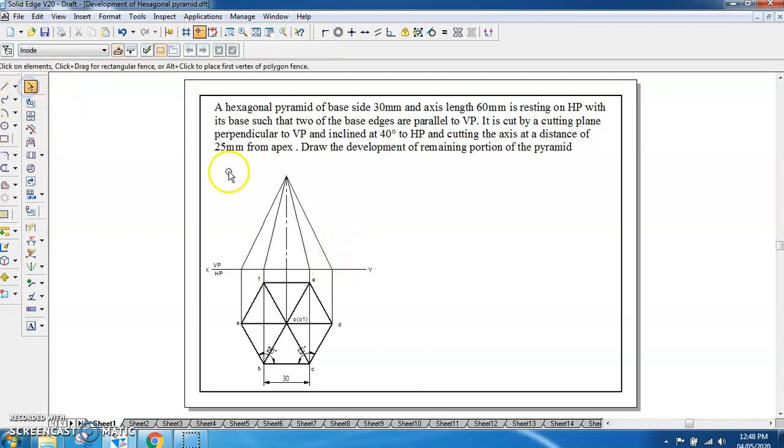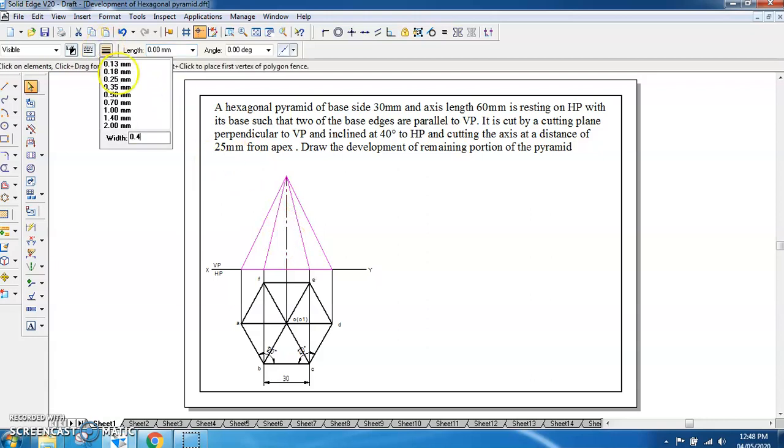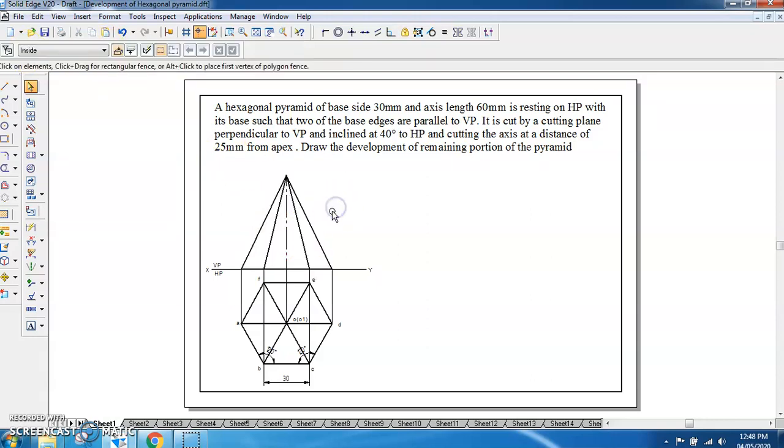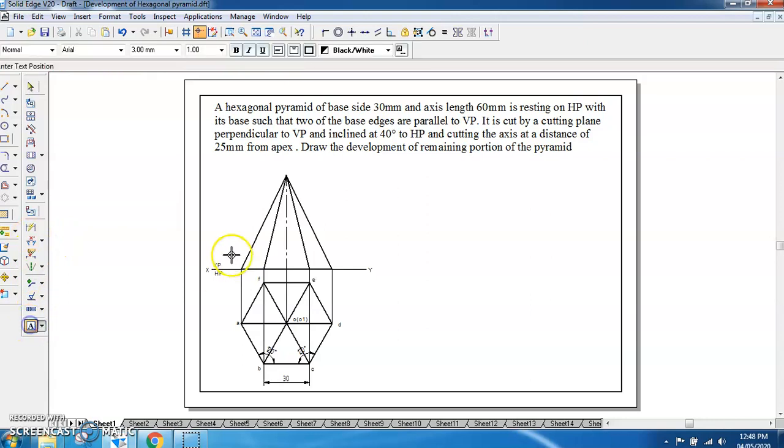So again you can make them thick. So all these edges excluding axis you can make it as 0.4. It is up to you. You can do at the beginning or you can change it after showing the cutting plane as well. Doesn't matter. Then again if you give the namings, you will be having A dash here.